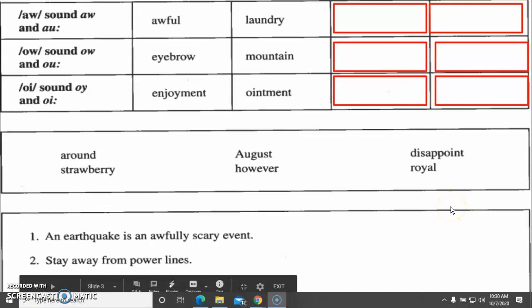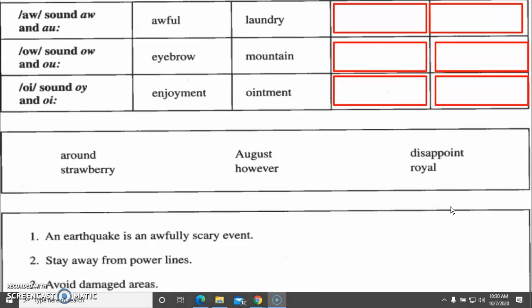Now, if you look at the bottom of your assignment, you're going to have 3 sentences. You are going to read the sentences, and you're going to underline or make a scribble mark around the word or words in each sentence that have a diphthong. Number 1, an earthquake is an awfully scary event. You will put a scribble mark or a line under the word that has a diphthong. 2, stay away from power lines.